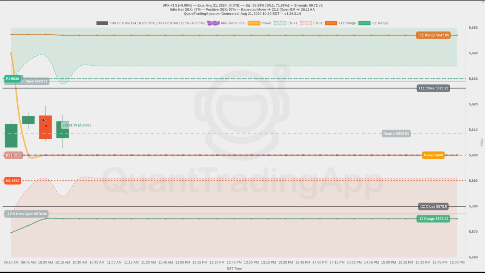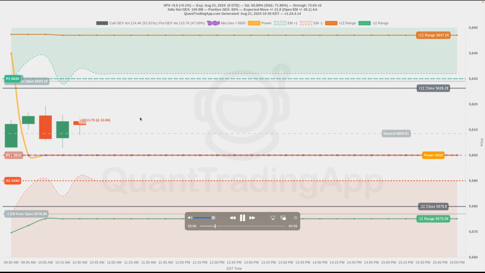Price struggles to go higher. It ends up being pulled back. The power strike lining up with the absolute gamma strike. At this point, this can be considered a magnet. The purple dash in the background is our absolute gamma strike. So this is 560. We already know what the power strike is, as it was just explained.